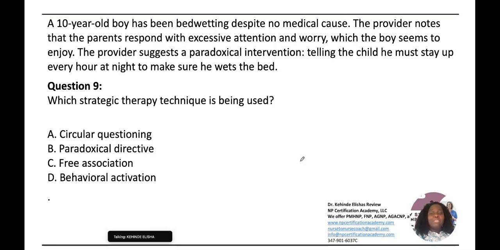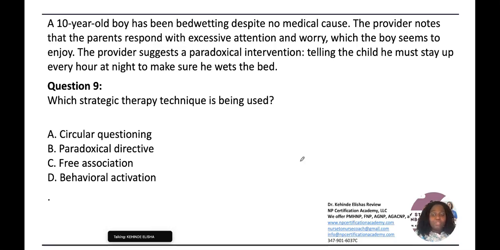A 10-year-old boy has been bedwetting despite no medical cause. The provider notes that the parents respond with excessive attention and worry, which the boy seems to enjoy. The provider suggests paradoxical intervention, telling the child he must stay up every hour at night to make sure he wets the bed. Paradoxical is they come in with a problem, you're going to tell them to go back and complete and do the same problem. Which strategy technique is being used?